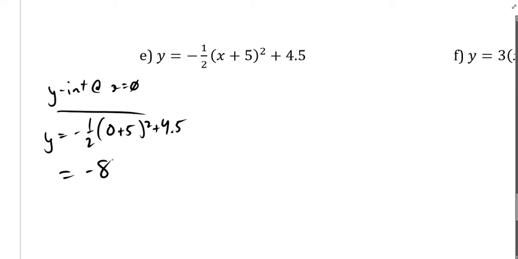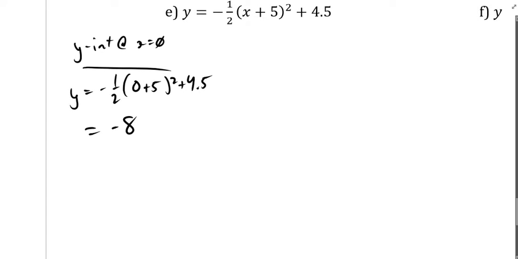So see what I mean? You don't have to show your steps. If you can do it on your calculator all in one step, do it. And you don't have to do it all in one step. You can do it bit by bit: 5 squared times -1/2 plus 4.5.